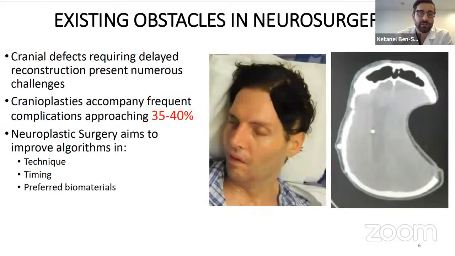In fact, if you look at a typical patient, a young guy had a TBI or a stroke, he's going to rehab, he's doing pretty well, come back for a reconstruction. If you look at the literature, you find that there's a 35 to 40% chance the surgery is going to have some kind of complication. And this is why we need to improve that.